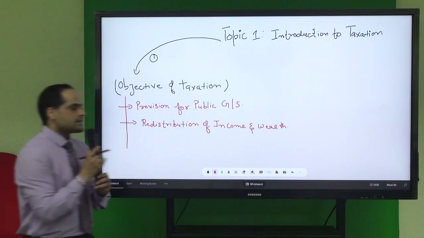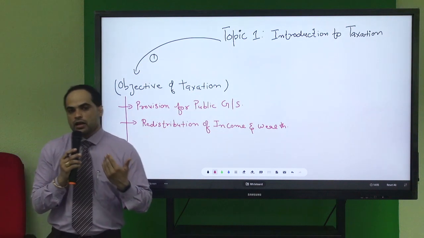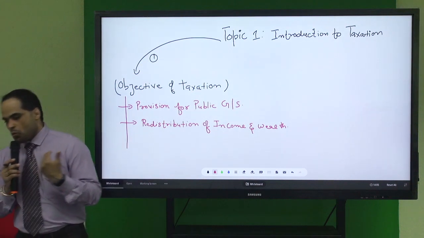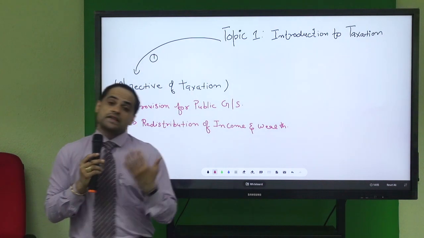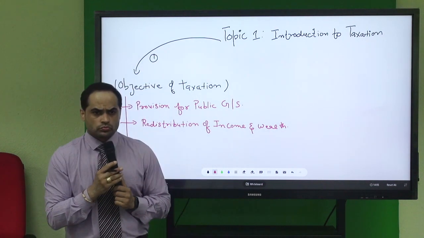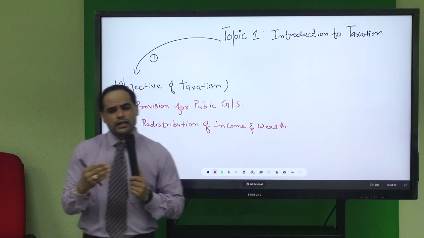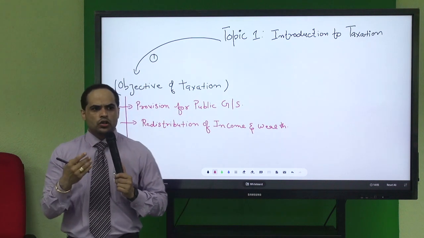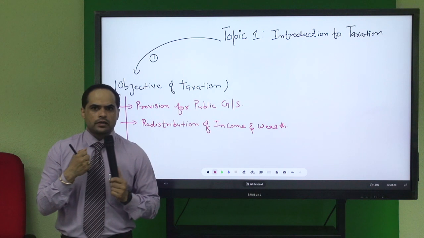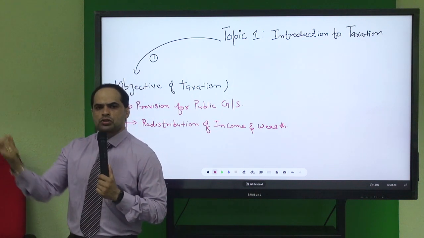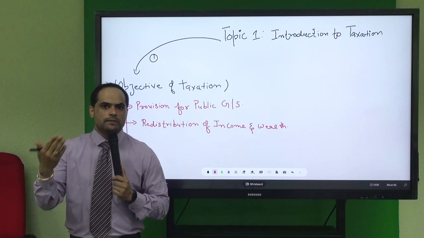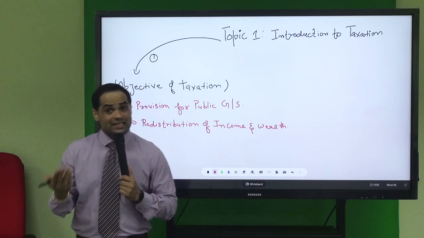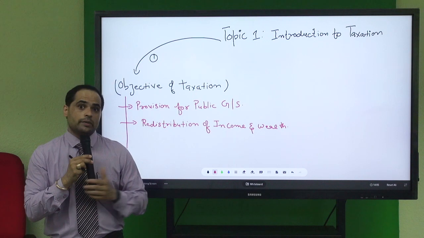Next is the redistribution of income and wealth. Now, redistribution, what does it mean? What is the method to take money from rich people and spread it out to the poor people? That could be possible through tax payments. So what does the government do? The government collects the tax.